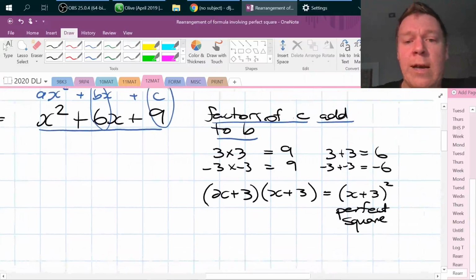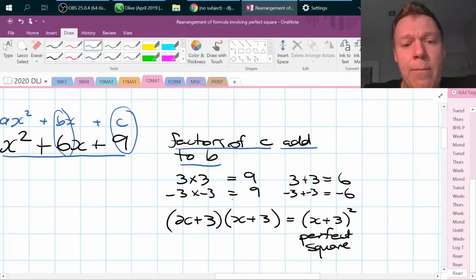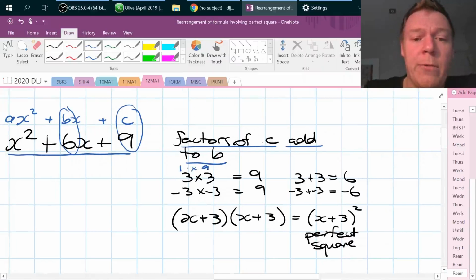So how does that work? Okay, so the factors of 9 are, there's only two sets, 3 and 3, and negative 3 and negative 3. So those are the two ways that you can multiply numbers together to get 9. Well, actually you've got 1 times 9, but we know that's not going to work.